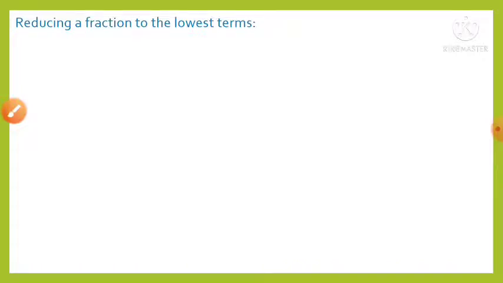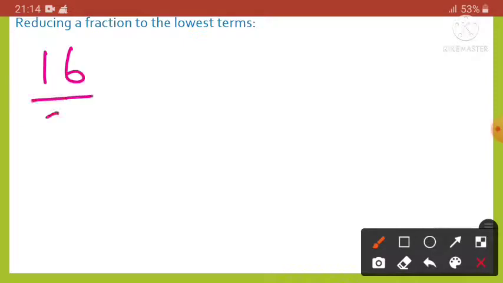Okay, now we will be learning how to reduce a fraction to the lowest terms. Reducing a fraction to the lowest term means that both numerator and denominator of a fraction have no common factor except 1. So if you want to reduce a fraction, suppose here it is the fraction 16 by 48. So how to reduce this fraction to the lowest terms? We have to keep dividing both numerator and denominator by a common factor till no further division is possible.